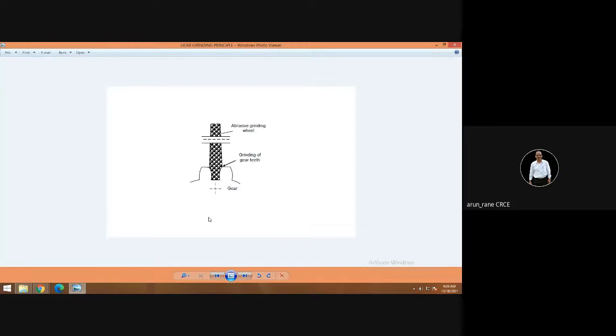In case of gear teeth grinding, the grinding wheel has to be shaped as per the profile, and that's why it is very expensive, because you have to continuously do the regrinding after every two or three pieces. This dressing of the grinding wheel has to be done. This is an abrasive grinding wheel mounted on the spindle, then this is a gear which is to be finished, and the profile of the abrasive wheel should correspond exactly to the profile of the gear teeth.